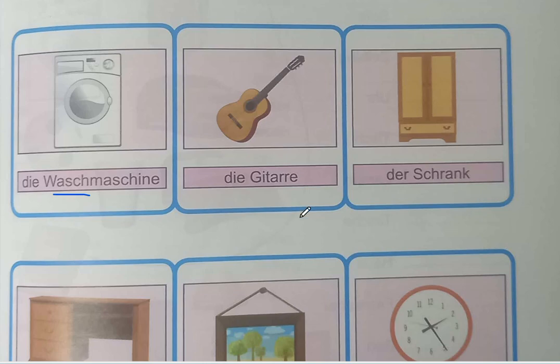So guitar is called die Gitarre. The guitar. Feminine. Oh, now we see a cupboard. Yeah, a cupboard is called Schrank. Der Schrank. It's masculine.